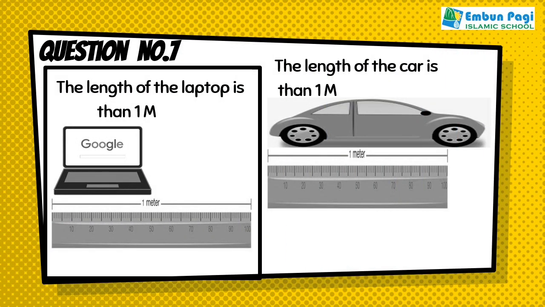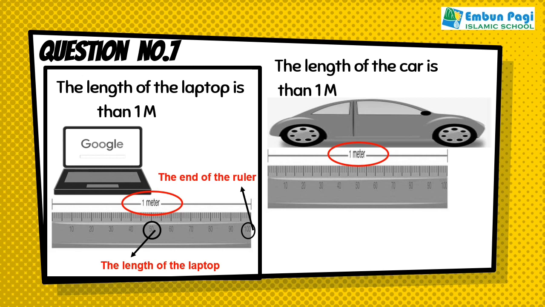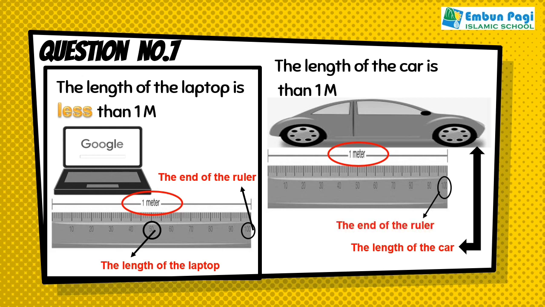Question number 7. We know from the pictures that there is a 1 meter ruler, and we will find out how long the laptop and the car are. Is it less than 1 meter or more than 1 meter? Pay attention to the laptop and the ruler first. The length of the laptop is not longer than the ruler, so it is less than 1 meter. And how about the car? The length of the car is longer than the ruler, so it is more than 1 meter. You got the answer? Great job.